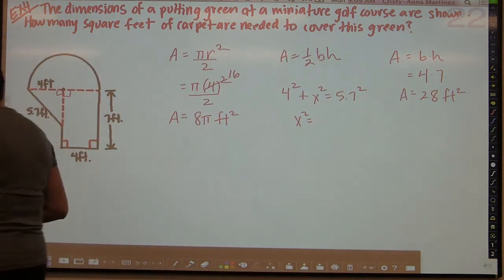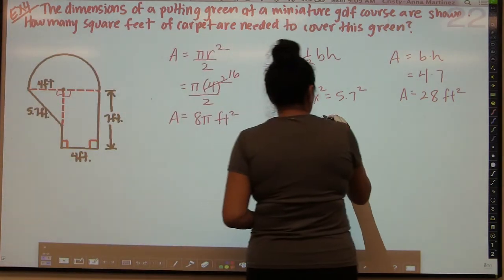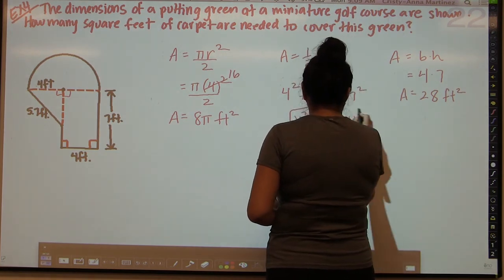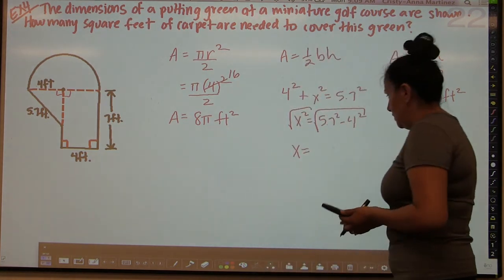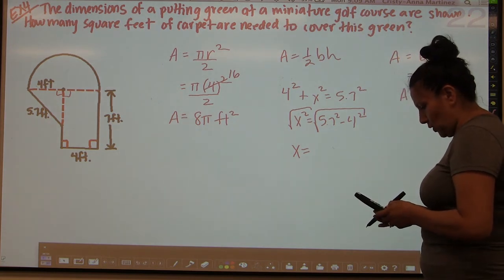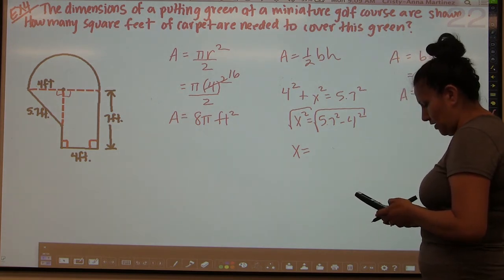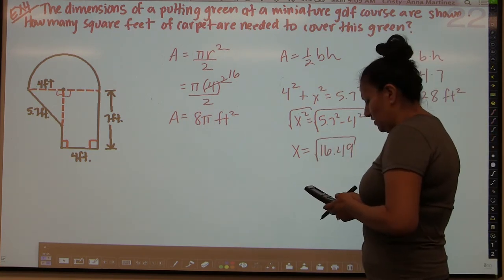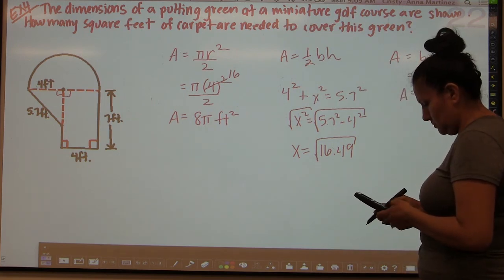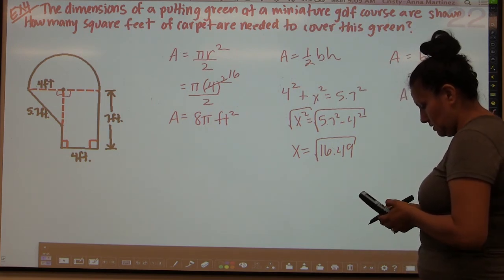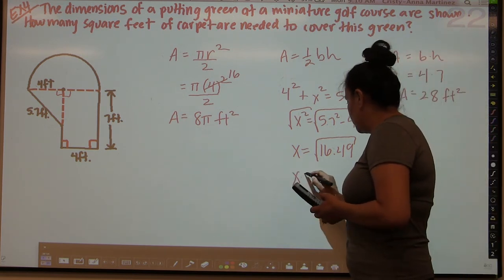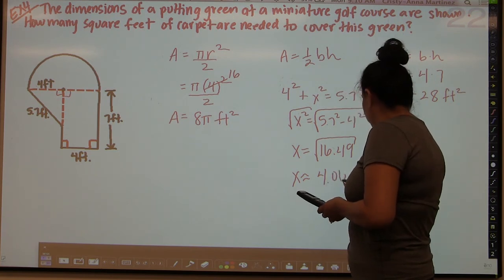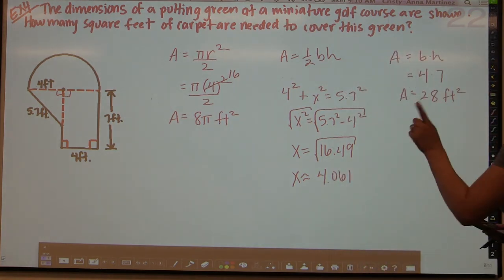So 5.7 squared minus 4 squared, and we're going to square root that. So 5.7 squared minus 4 squared is 16.49, but the square root of that is approximately 4.061. All right, so now all I have to do is add them all up together.